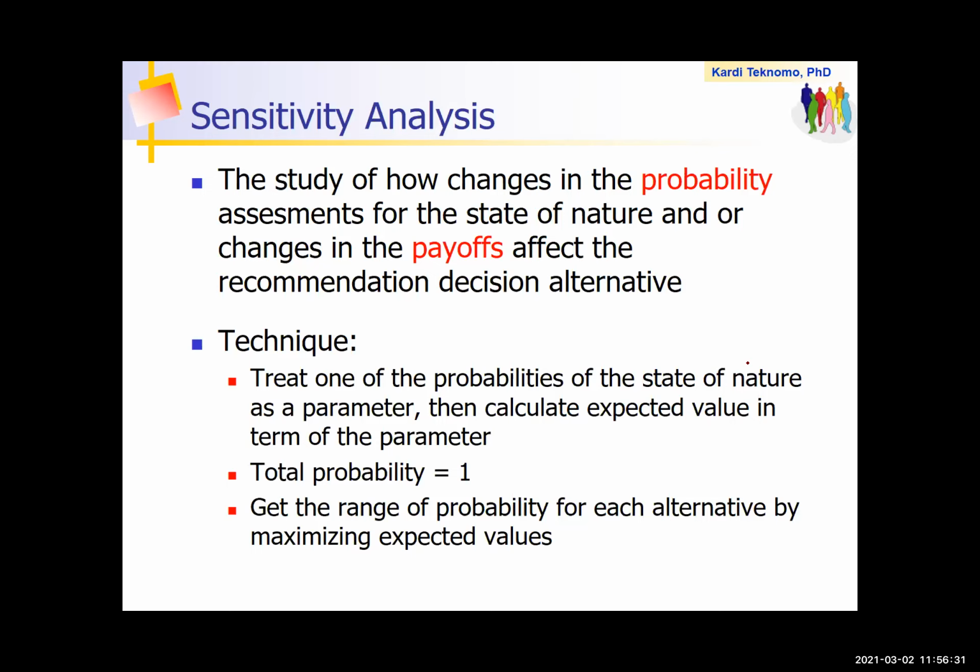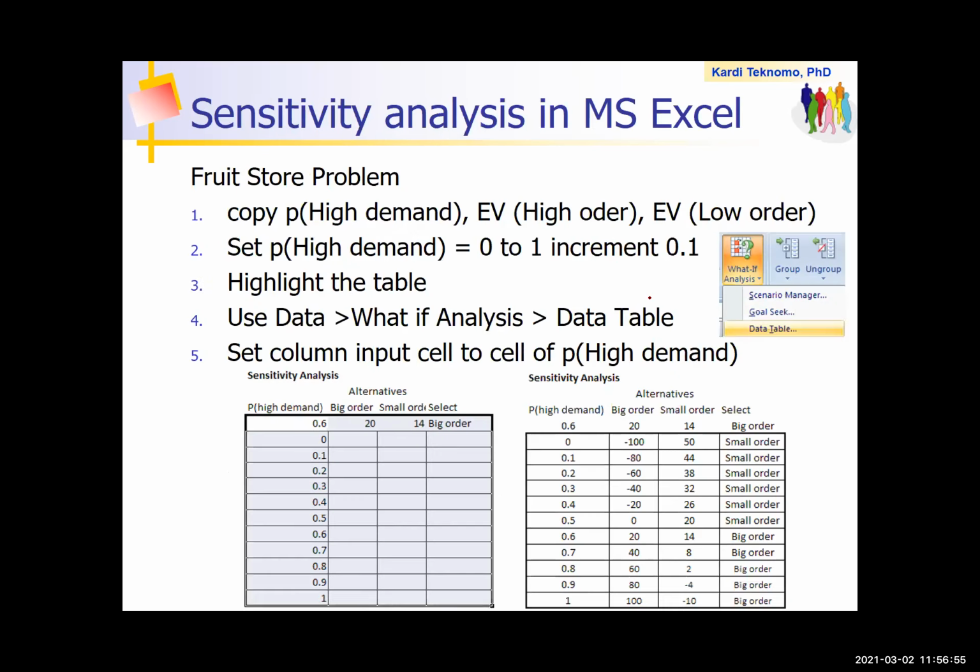You treat one of the probabilities of the state of nature as a parameter. Then you calculate the expected value in terms of that parameter. Of course, the total probability must be 1. Then you get the range of probability for each alternative by maximizing the expected value. In this case, because we use gain as the payoff.